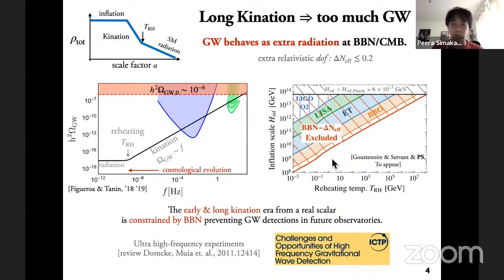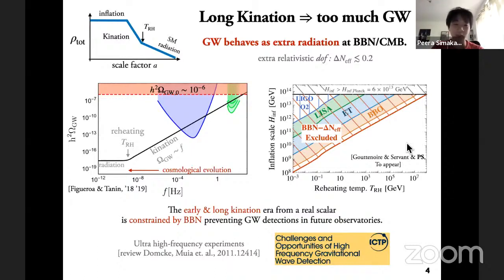So from this plot, this means that the particle physics model that has the early and long kination era after inflation, we cannot have any detectable blue-tilted signal because this will violate the BBN bound. So one way out of this, one can consider the ultra high frequency experiment such that you can provide a detectable region here in this white space. But in this work, we focus on another direction.